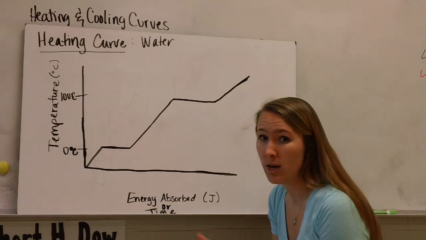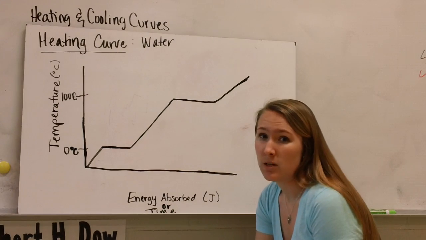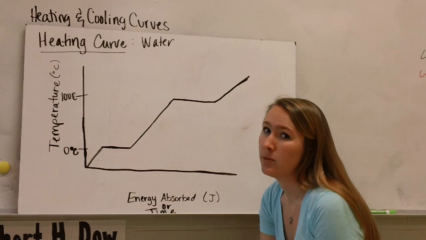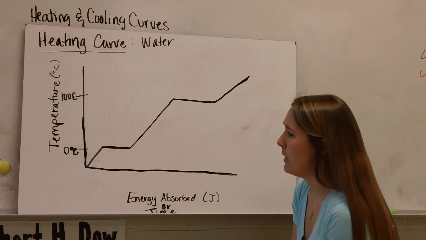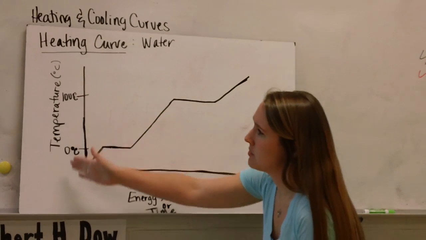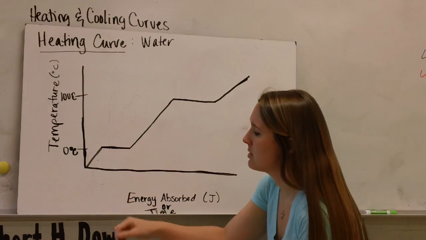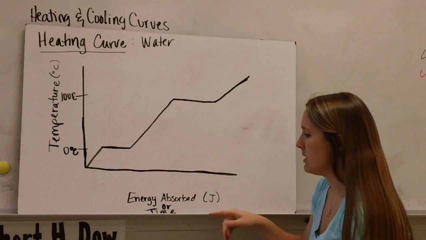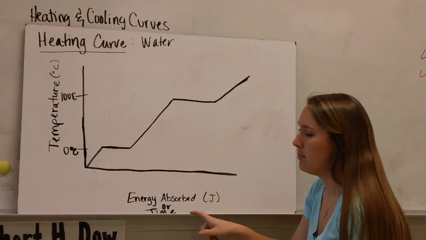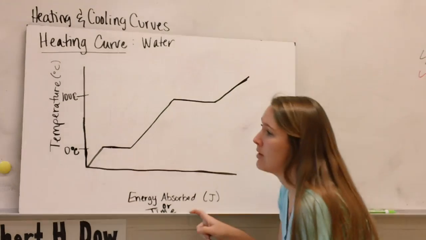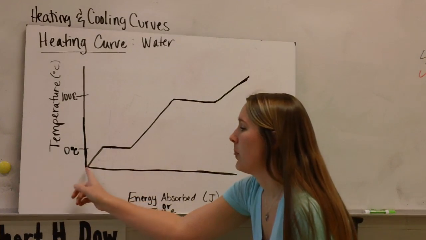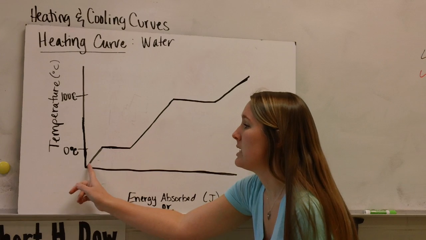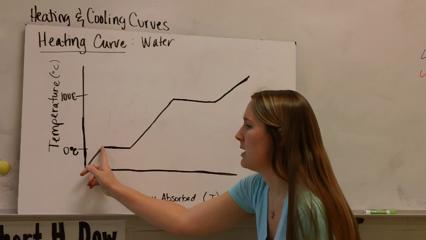Now this is water, and water has specific melting points and boiling points, like we talked about in the previous video. And on a heating curve, we have our axes. Our y-axis is going to be temperature in degrees Celsius, and our x-axis is energy absorbed or time. Usually time, but you can also have energy absorbed. Now during a heating curve, we're going to have a part where we're starting as a solid and it's being heated, so we're increasing in temperature and time.